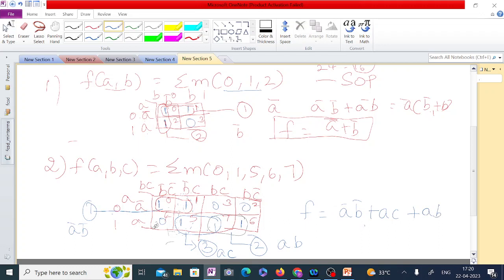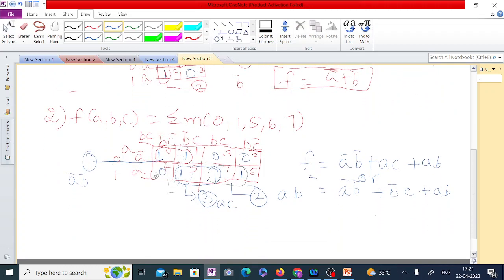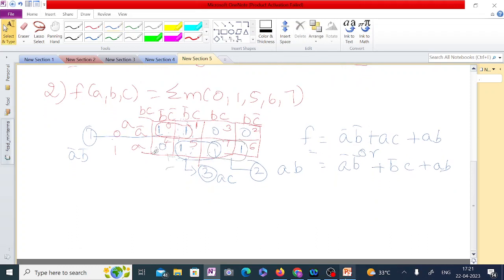This is one expression, or it would have been, if I would have considered the dotted group what I have put, A bar, B bar plus B bar, C plus AB. So this is how it is done. Any one you can write. Next we will see for 4 variable expression. Here I am dealing only with SOP now.